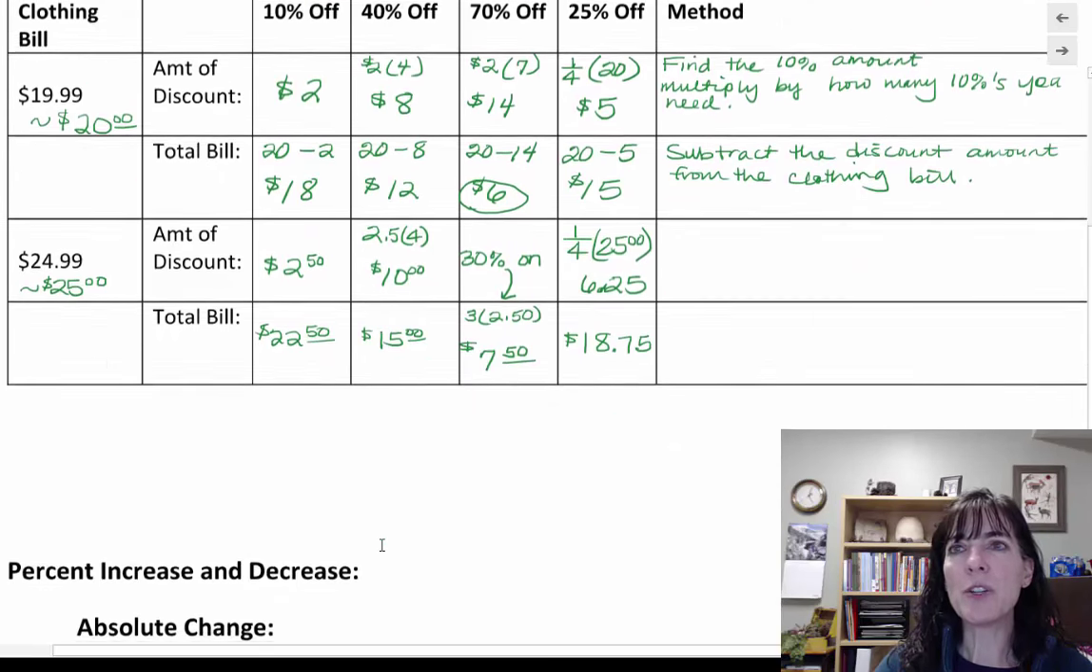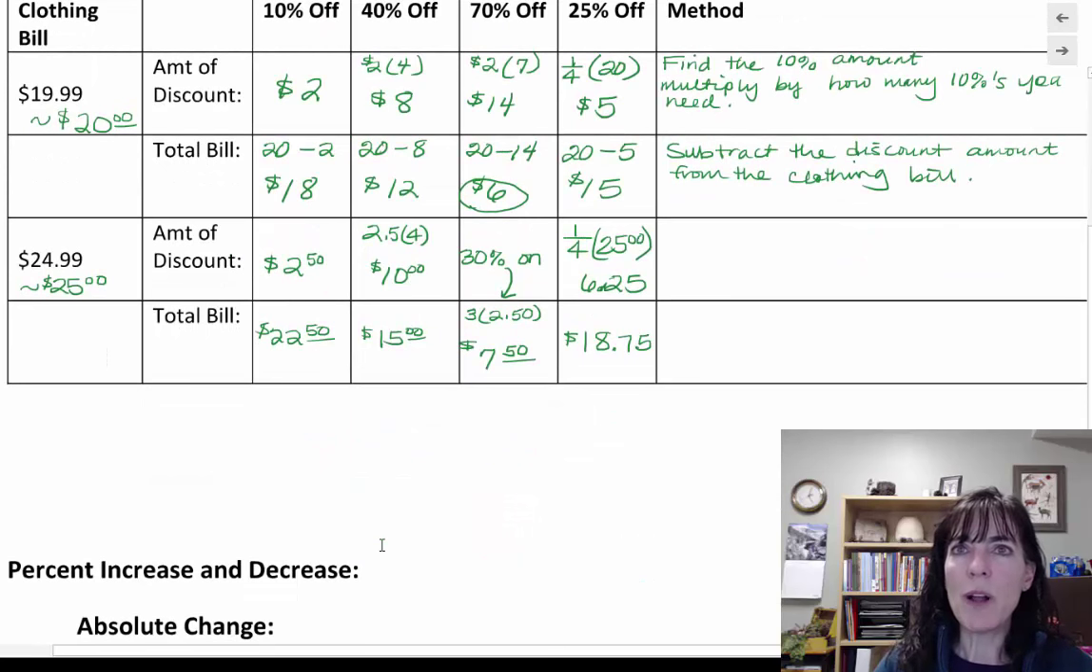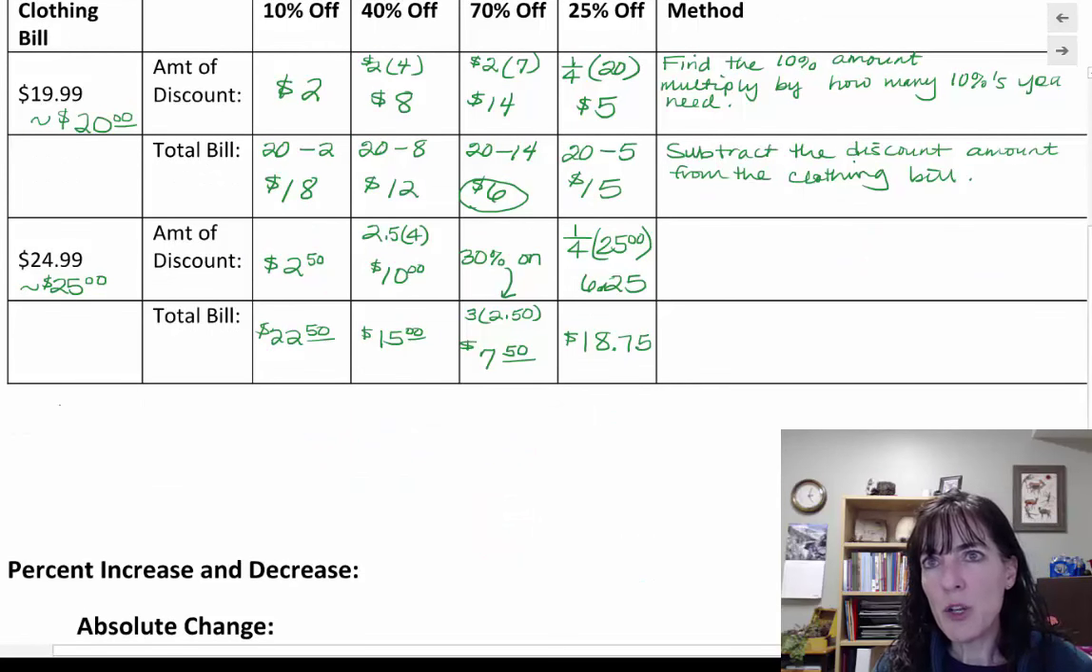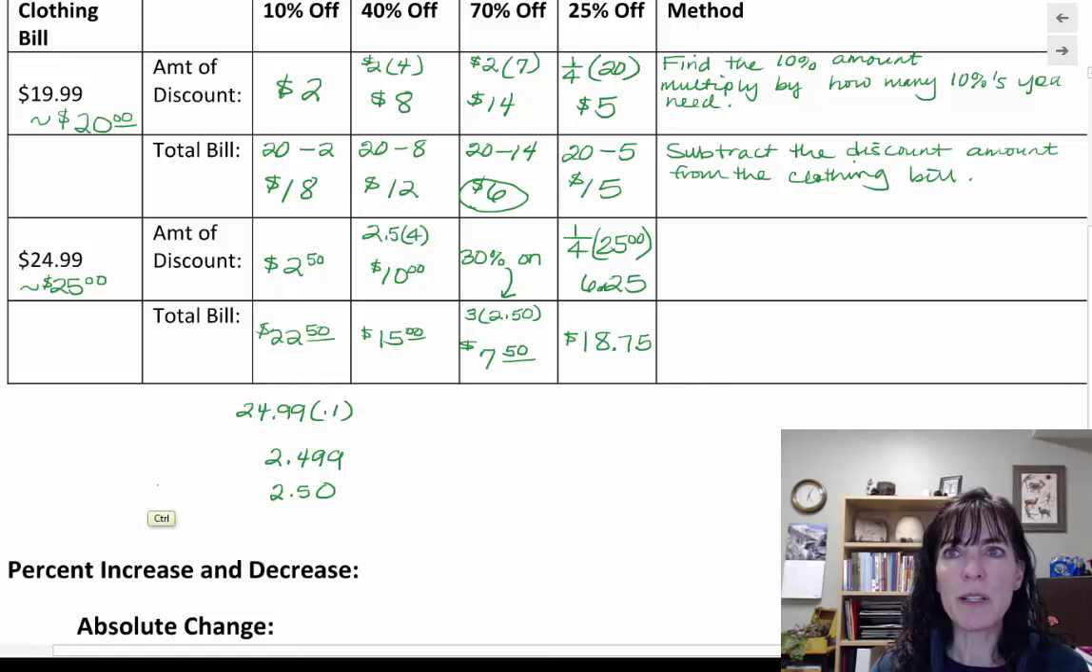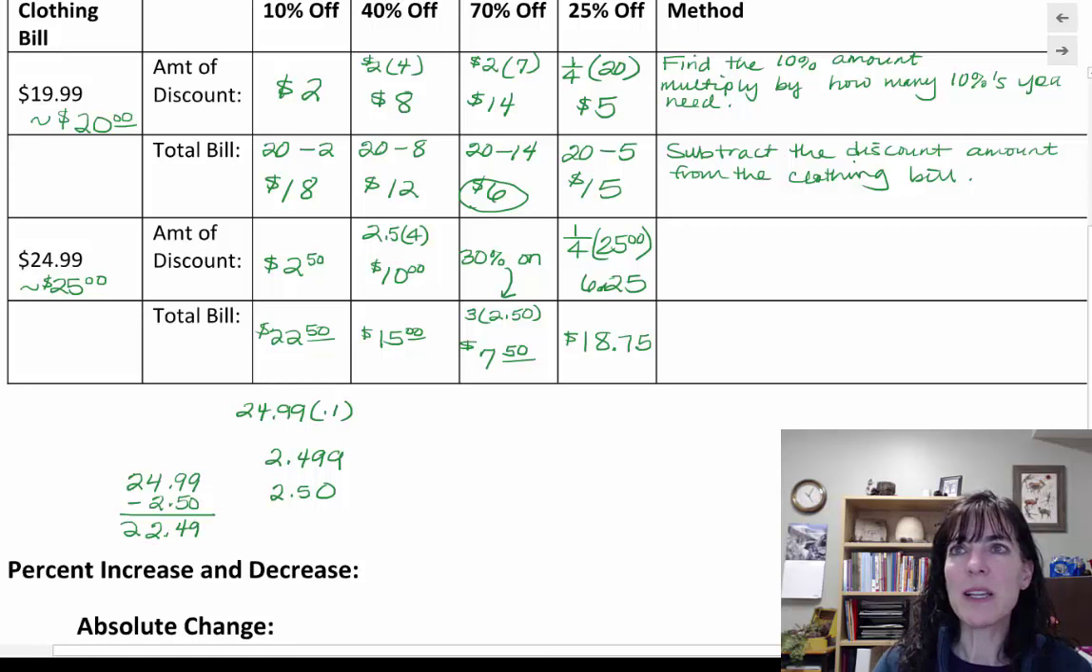And I do want to remind you that if you want the exact bill, you would take $24.99 without doing any rounding and multiply by 0.1, and you would get 2.499. And then you would subtract the $2.50 directly from the $24.99. You would get $22.49. And we got $22.50, and we did round up by 1 penny, and so you can see we're just a penny off from the exact figure.